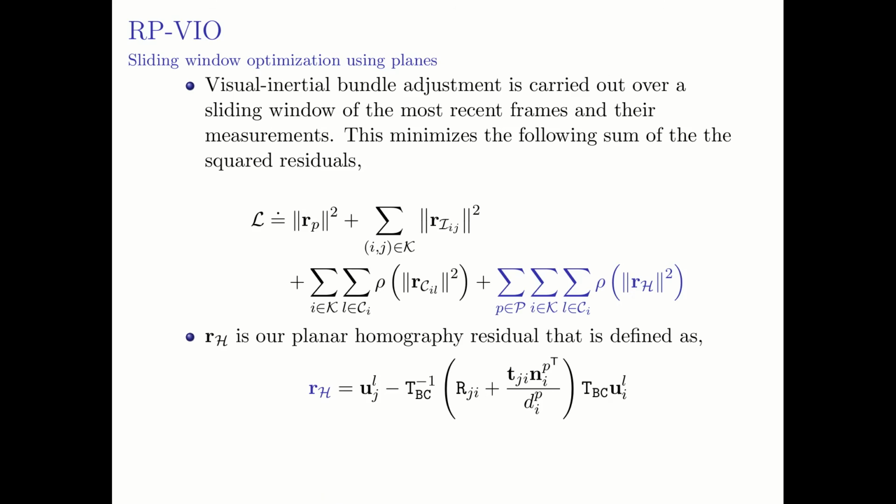The core of RP-VIO is a sliding window optimization that optimizes over a sliding window of the most recent frames and their measurements. This optimization is a visual inertial bundle adjustment that minimizes the sum of the prior residual arising from the marginalization, the IMU residual, the 3D-2D reprojection residual, and an additional 2D-2D planar homography residual which we include.